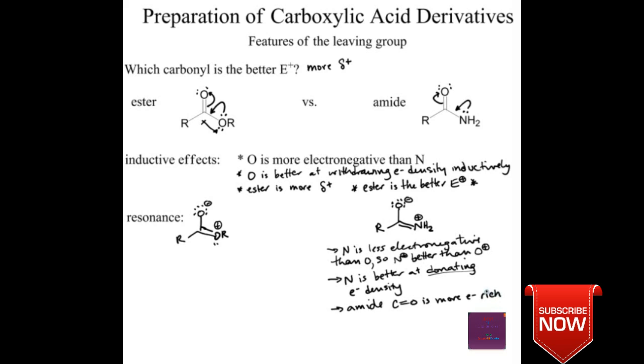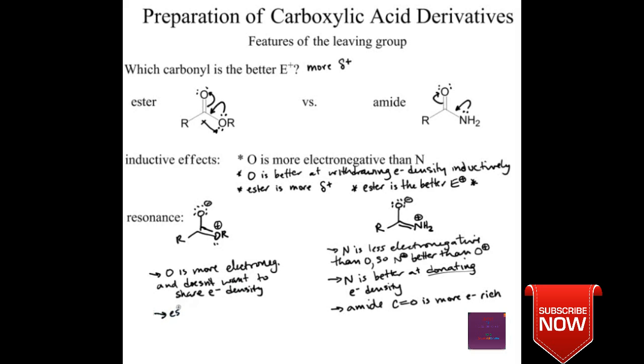Because the nitrogen is very good at sharing its electron density, the result is this carbonyl is more electron rich than the ester. If we look at the ester situation, we could say that oxygen is more electronegative, and it doesn't want to share its electron density. It doesn't want to share its lone pair. It's more likely to hold on to those, and it's less likely to share them because that would put a positive charge on the oxygen.